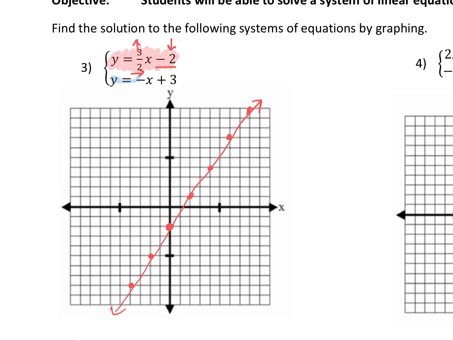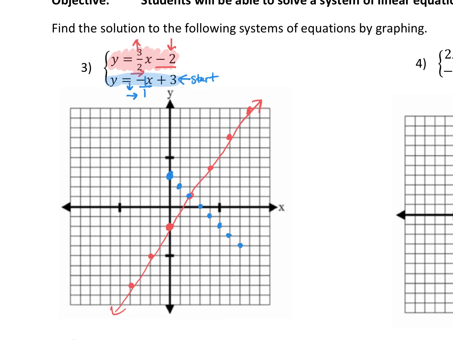I'm going to graph my second line in blue. My slope here is negative 1, so I'm starting at 3 on the y, and then my slope is negative 1 over 1, so I'm going to go down 1, right 1. So down 1, right 1, down 1, right 1, down 1, right 1.